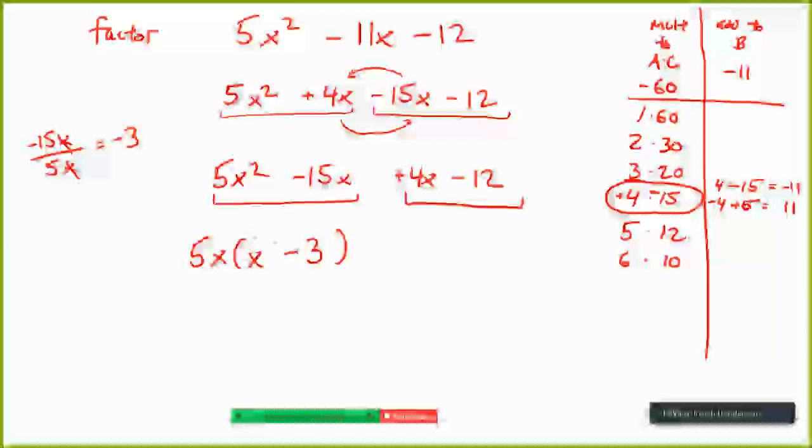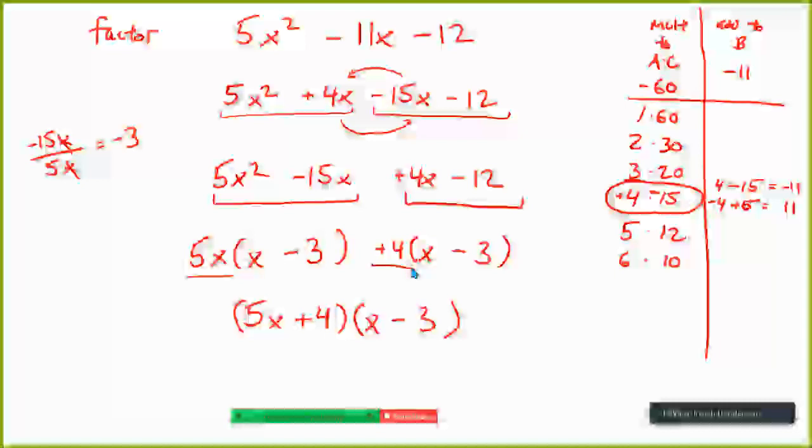And I'm hoping to get x minus 3 when I divide out 4 from the other set. So divide 4. Yep, because 12 divided by 4 is 3, so x minus 3. And we get our final answer: 5x plus 4 times x minus 3. Remember, when we do the final factoring, we're kind of just pulling out the parentheses. And what's left is 5x plus 4, so they get their own parentheses below.